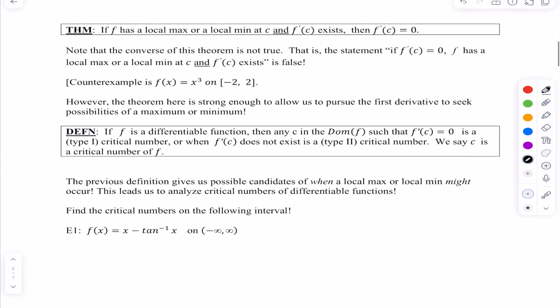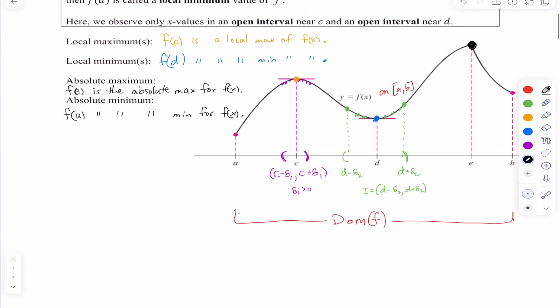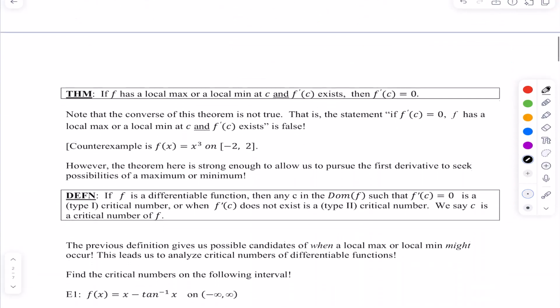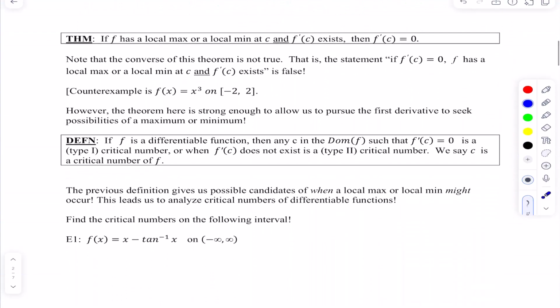Well, let's look at a theorem and compare this picture with this theorem. The theorem goes something like this. If the function has a local max or a local min at c, and the derivative evaluated at c exists, remember exists means finite number, well, then that derivative evaluated at c must be 0.